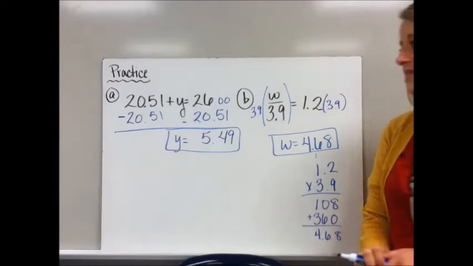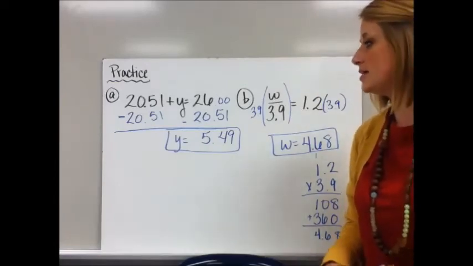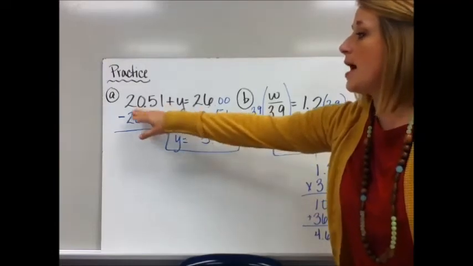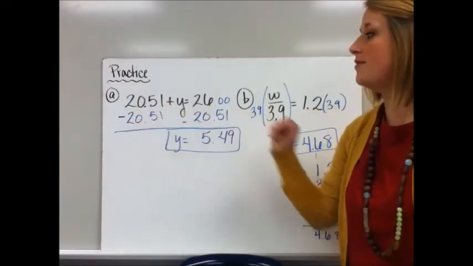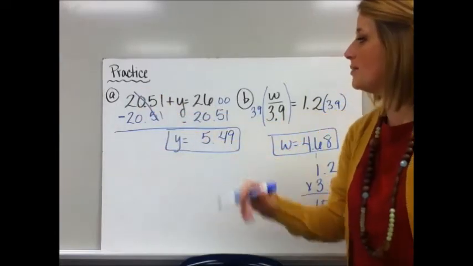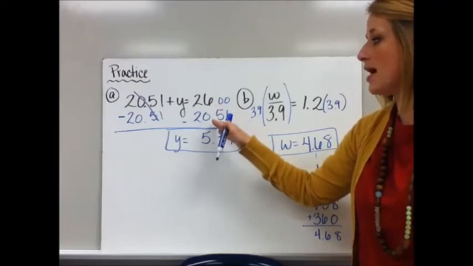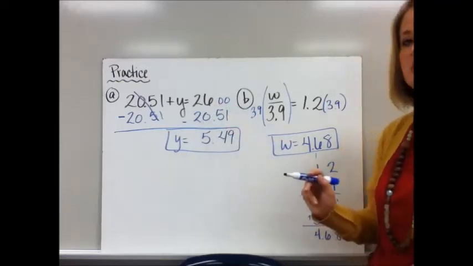Okay, with practice A, that was 20.51 plus y equals 26. We're going to undo adding by subtracting 20.51 on both sides. It cancels over here on the left. Y comes down, and I have 26 minus 20.51. You can see where I lined up the decimals. I annexed a couple of zeros.